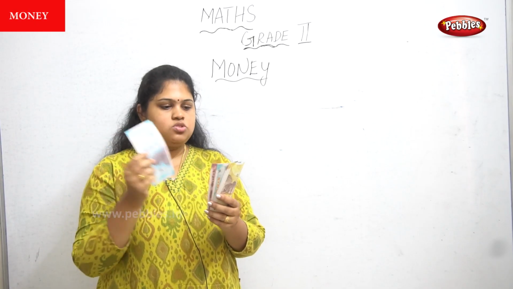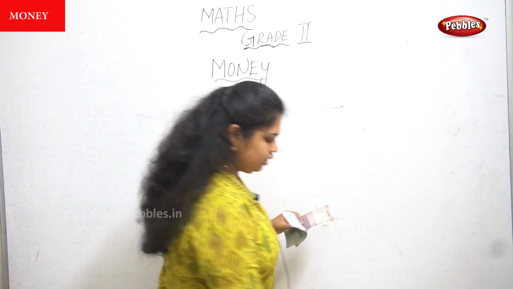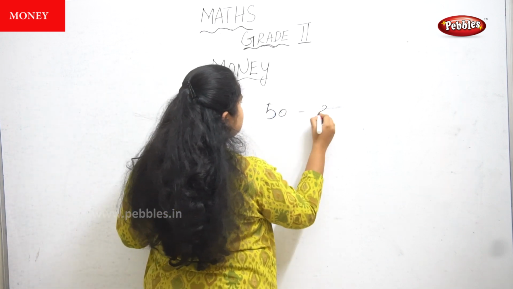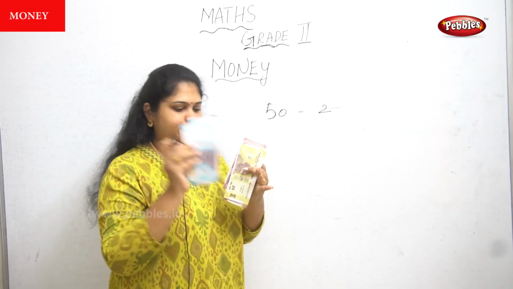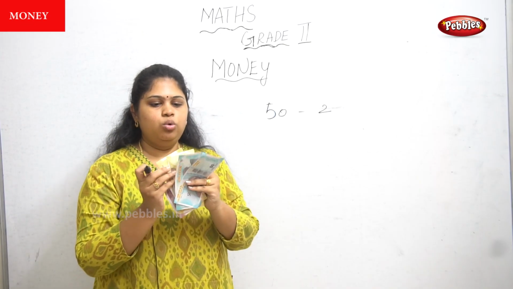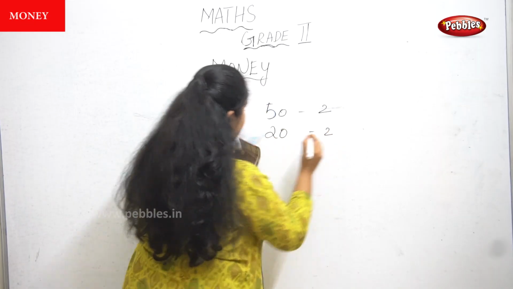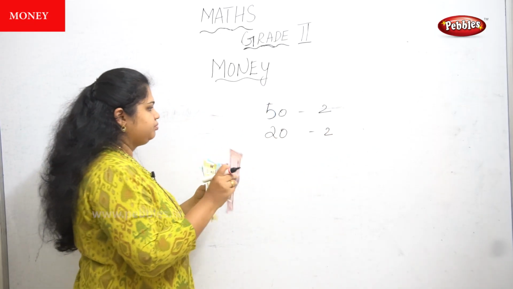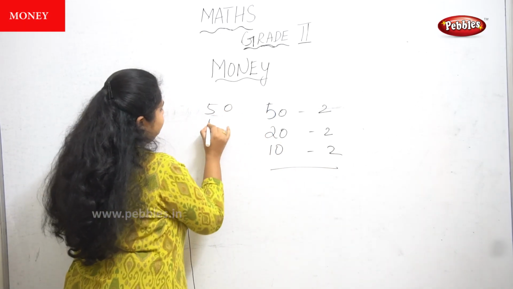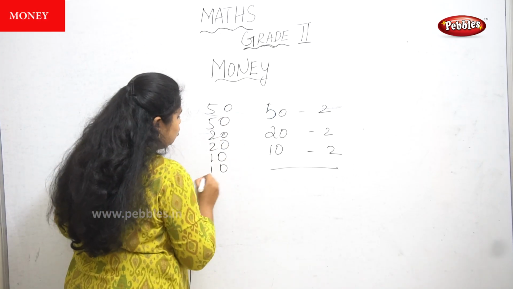What are the notes I have? A 50 rupees note, how many? I have two 50 rupees notes in my hand. I am just writing for your sake. Two 50 rupees notes, I am just keeping here, and two 20 rupees notes, and two 10 rupees notes. So two 50 rupees notes, two 20 rupees notes, two 10 rupees notes.